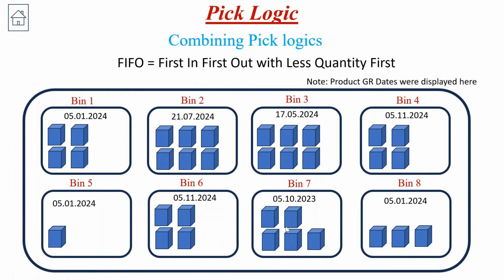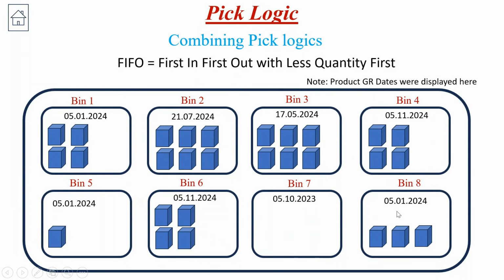Not expired, we have received first, right? This one, right? So the system will issue this one. The next thing is 5 and 24. Here also we are having 5 and 24, here also we are having 5 and 24. Yes or no? Three products there, bin 1, bin 5, bin 8.